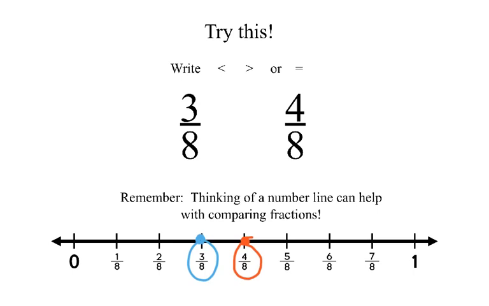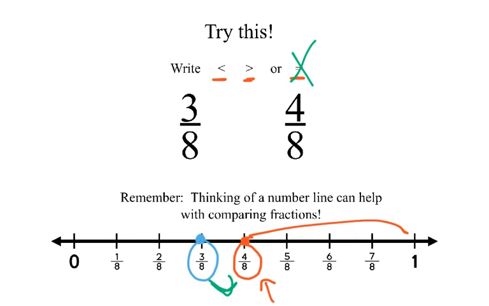Which one's bigger? Well, 4/8s is closer to 1. So 4/8s is bigger than 3/8s. So is it going to be less than, greater than, or equal to? Well, I know for a fact that these aren't equal because they're not on the same spot on the number line. So I know it's not that. Let's see. Sometimes saying it out loud helps you. 3/8s is less than 4/8s. That sounds right because 3 is less than 4.